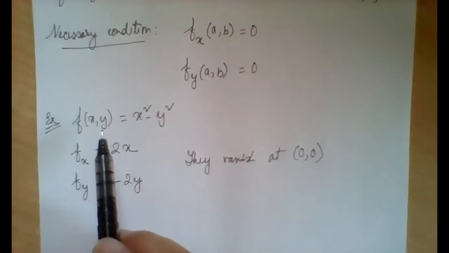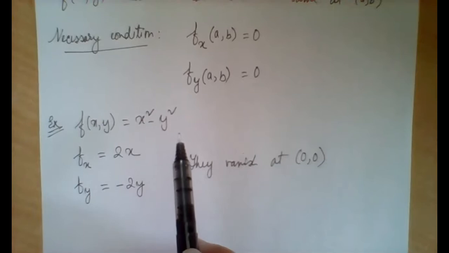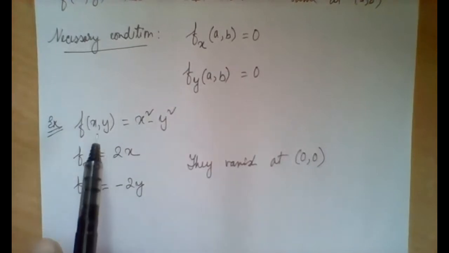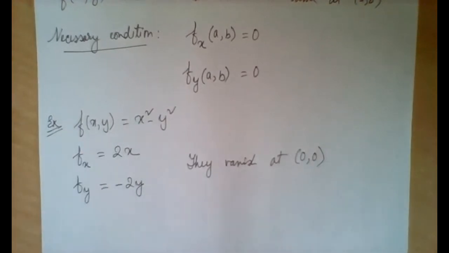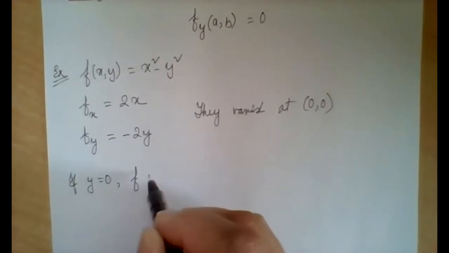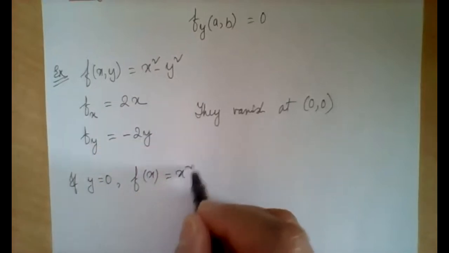You consider this as a function of only x, where the y value is fixed. Say for example y equal to 0. You put y equal to 0. Now this function becomes a function of only x. So if I put y equal to 0, then f of x becomes x square.